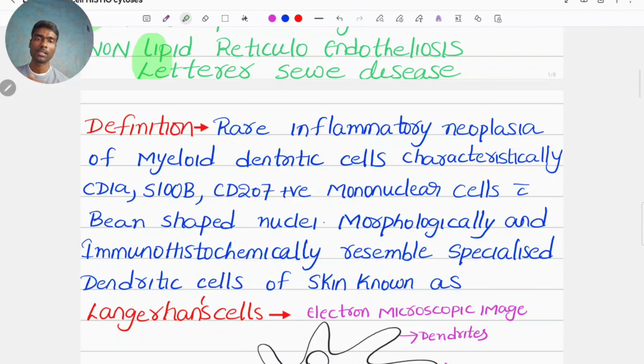Coming to the definition, it is a rare inflammatory neoplasia of myeloid dendritic cells, characteristically CD1a, S100B, CD207 positive mononuclear cells with bean-shaped nuclei. Morphologically and immunohistochemically it resembles the specialized dendritic cells of skin known as Langerhans cells.